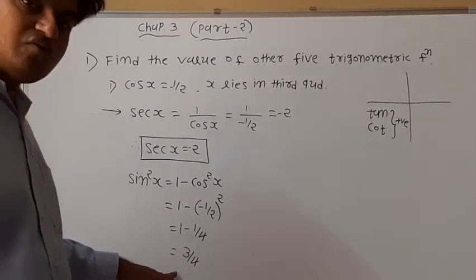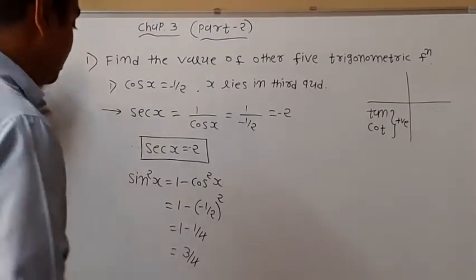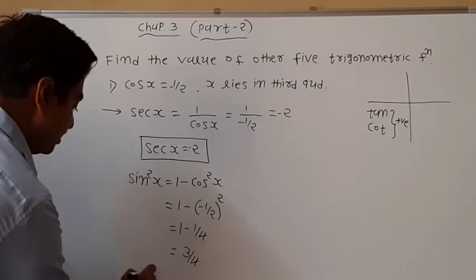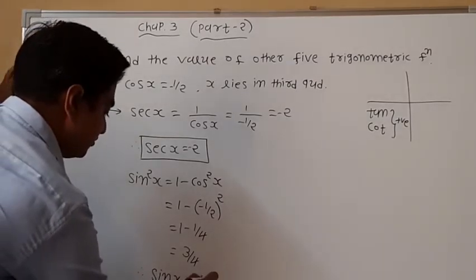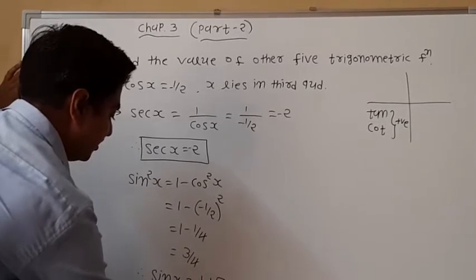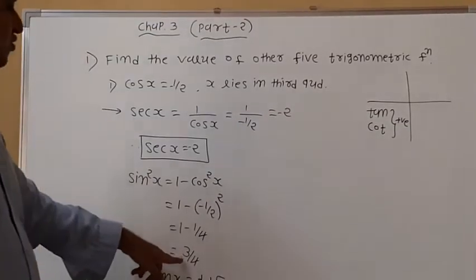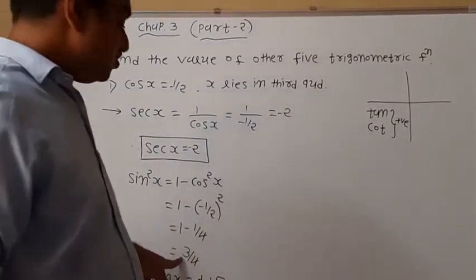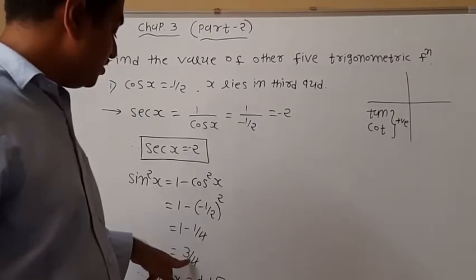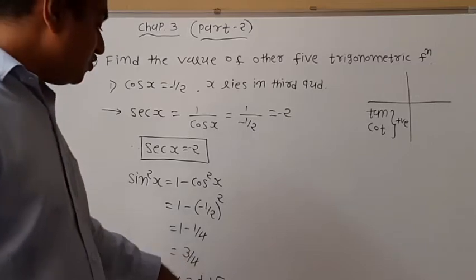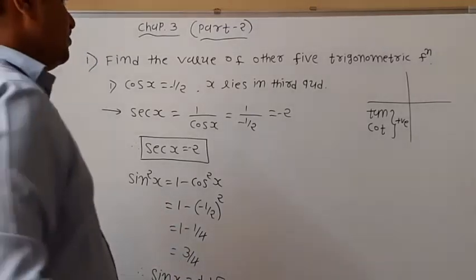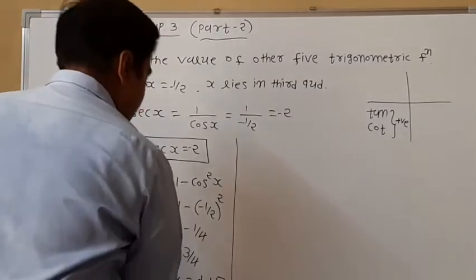So here we get two values, one is positive and another one is negative. Therefore sin x is equal to plus minus root 3 by 2. Because the square root of 3 is not possible to simplify, we write it here as root 3, but the square root of 4 is possible, so here we write the square root of 4 as 2. But here one condition is present.